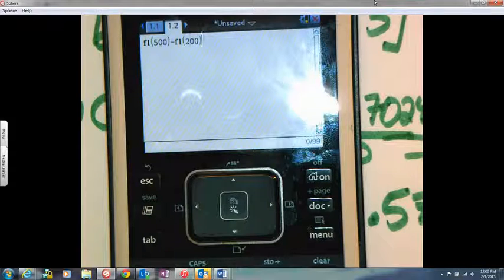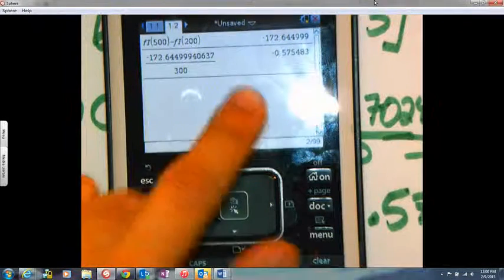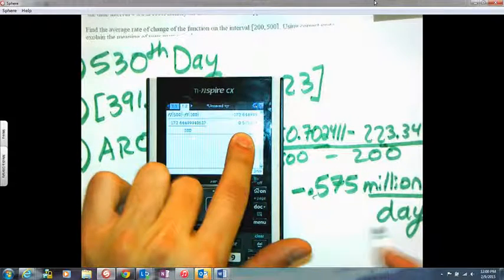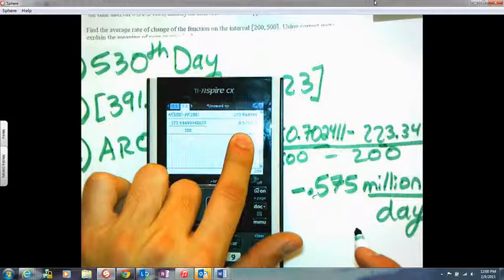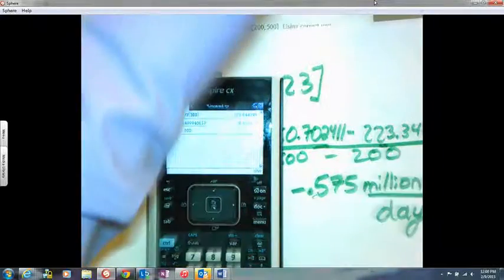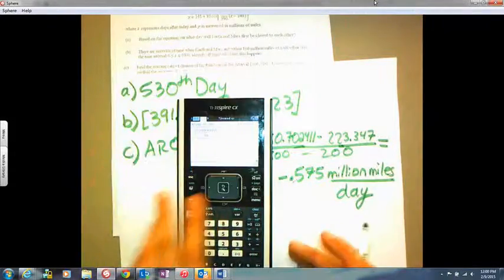And then divide that by what was on the bottom. The bottom was 500 minus 200. So divide by 300. And there is the answer. Exactly the same as what we got before, negative 0.575. Much easier methodology here on the Inspire. And then, of course, don't forget the sentence, because it says interpret.